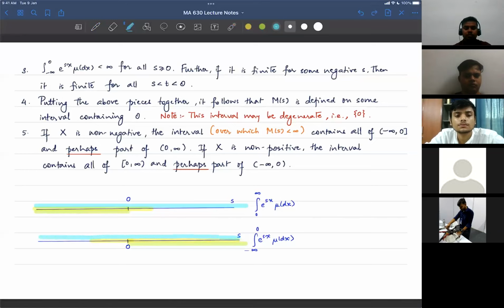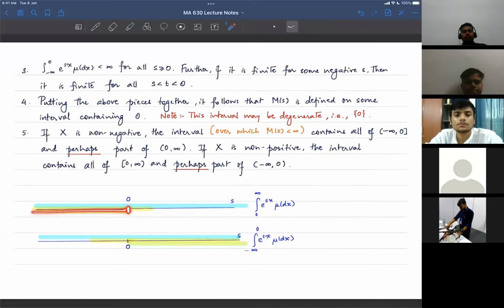The yellow case corresponds to the case where this integral is finite for all negative s and some positive s's. The green case is where it's finite for all negative s's, for s equals 0 and for no positive s's. That could also happen. And the blue case is when it's finite for all negative and all positive s's. For this other integral, the yellow case is when it's finite for all positive s and some negative s. The green case is when it's finite for s equals 0 and all positive s. And the blue case is again when it's finite for all possible s.